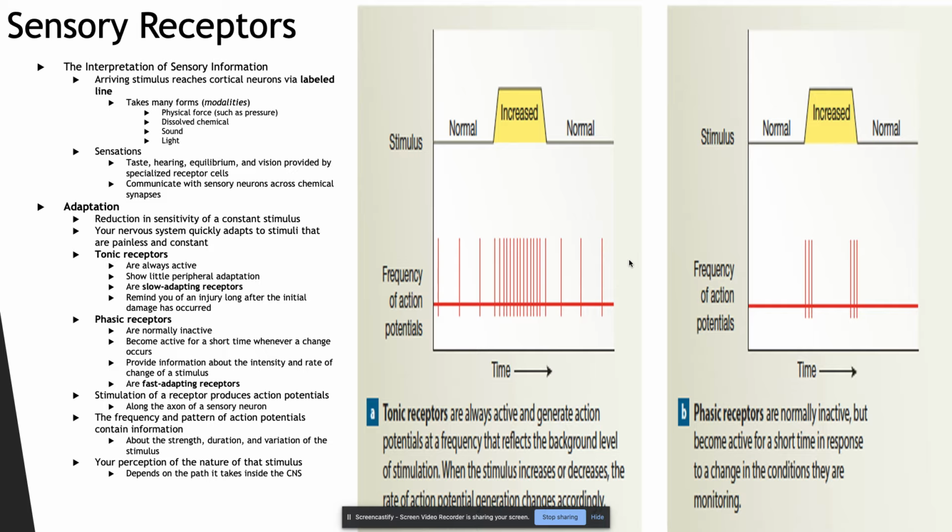Tonic receptors show little peripheral adaptation, and so they're called slow adapting receptors. So pain receptors are slow adapting, and this is one of the reasons why pain sensations remind you of an injury long after the initial damage has taken place.